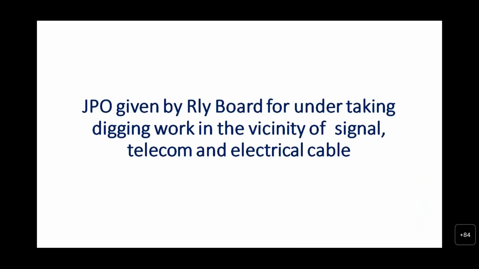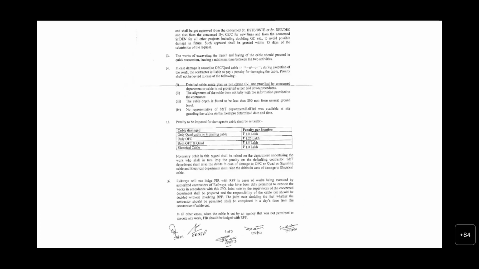So, you know that there is a JPO given by the Railway Board for undertaking digging works in the vicinity of signal, telecom and electrical cables. In this regard, it was issued in 2013, and among this, the most important one is point 14, which I'll just repeat. In case damage is caused to the OFC or quad cable during the execution of the work, the contractor is liable to pay the penalty for damaging the cable.